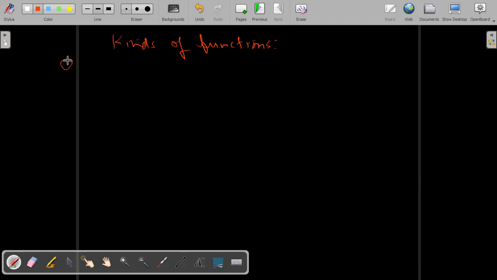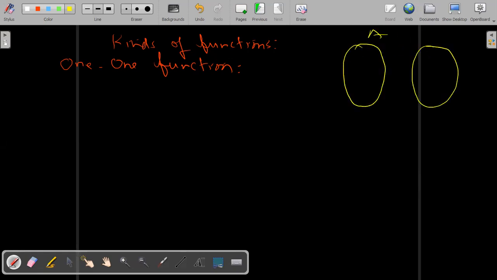First is one-one function. What is a one-one function? Every element has one image. If this is a set A and this is set B, okay.